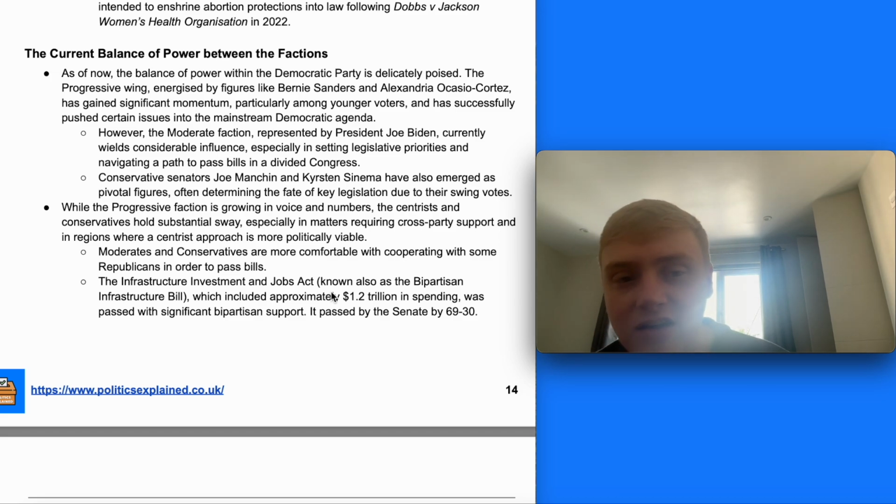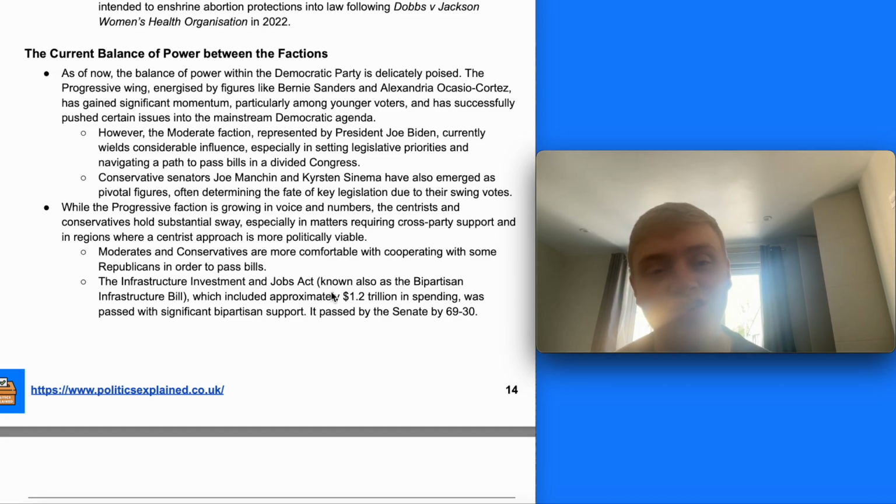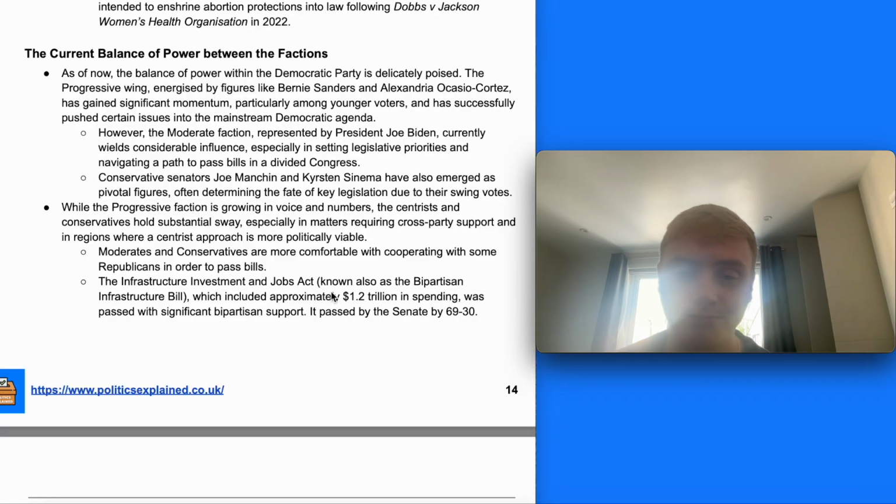So while the progressive faction is growing in voice and numbers, the centrists and conservatives hold substantial sway, especially in matters requiring cross-party support and in regions where a centrist approach is more politically viable. Moderates and conservatives are more comfortable with cooperating with some Republicans in order to pass bills. The Infrastructure Investment and Jobs Act, known as the Bipartisan Infrastructure Bill, which included $1.2 trillion in spending, was passed with significant bipartisan support, for example, passing the Senate by 69 to 30.